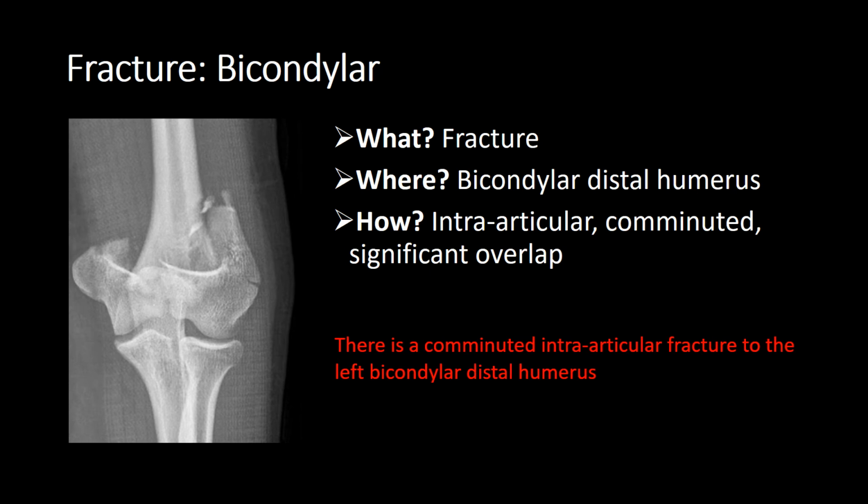So what is it? It's a fracture where it's a bicondylar distal humerus. How? So it's intra-articular, it's comminuted, and there's significant overlap. They're the three really important things that you need to comment on.